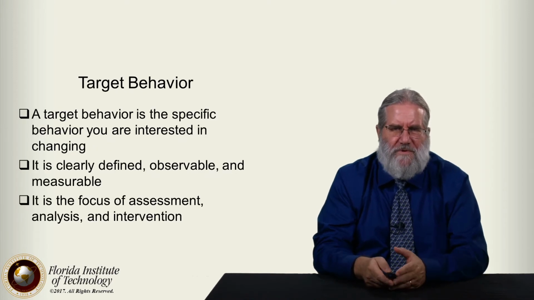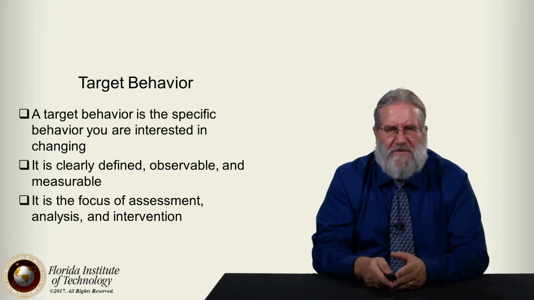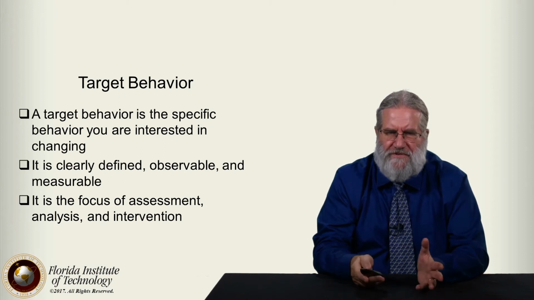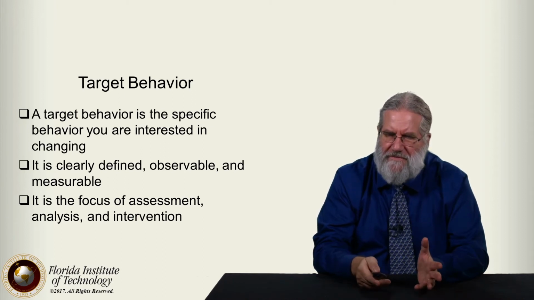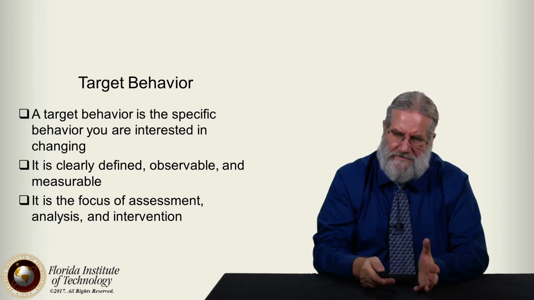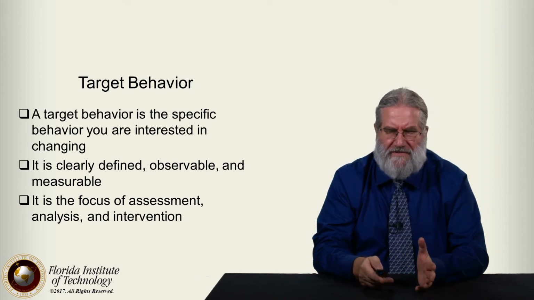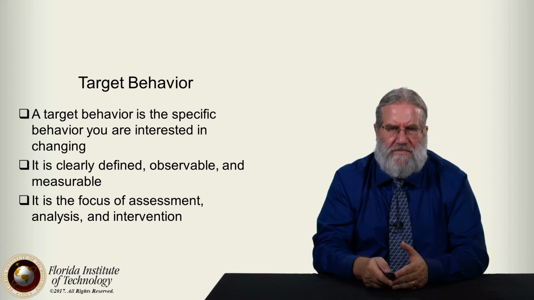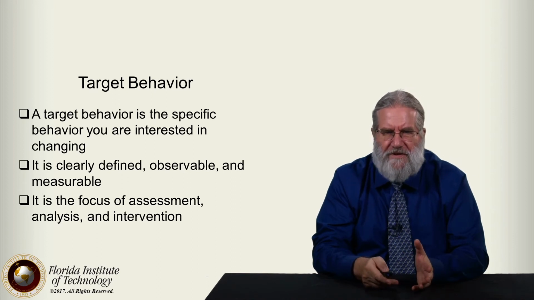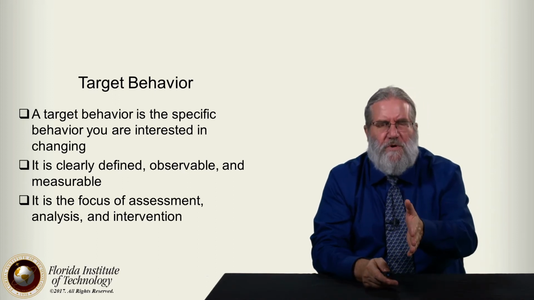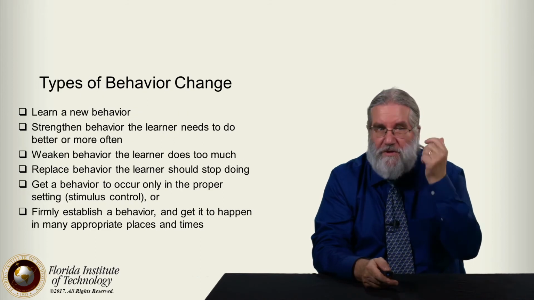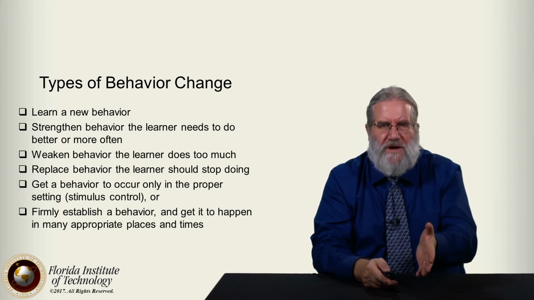It's pretty straightforward. A target behavior is the specific behavior you're interested in changing. It's clearly defined, it's observable, and it's measurable. It's the focus of the assessment, the focus of the analysis, and the intervention. Now, there are various types of interventions, various types of goals that you have. What is the goal of behavior change? What are you trying to do?